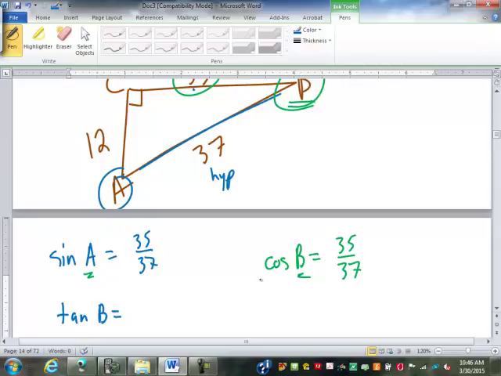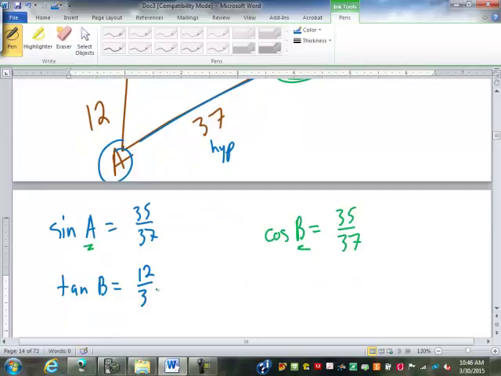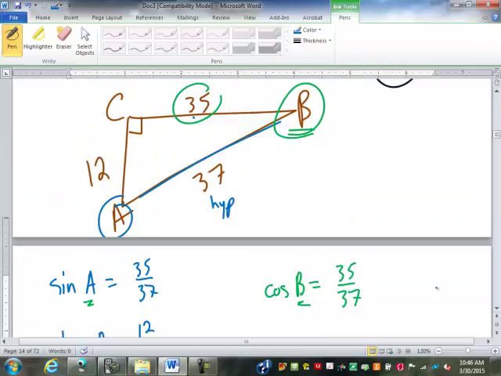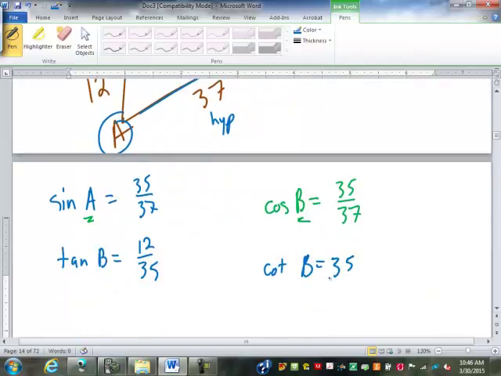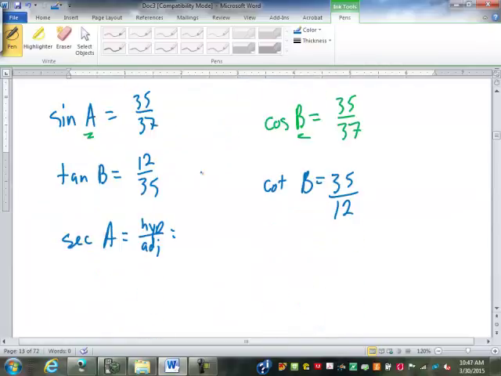Tangent of angle B. Opposite over adjacent will be 12 over 35. Cotangent of angle B. Cotangent would be adjacent over opposite. So 35 over 12. Secant of angle A, where secant is hypotenuse over adjacent. So that would be 37 over 12. I think you've got that down.